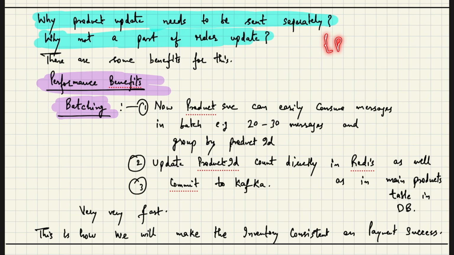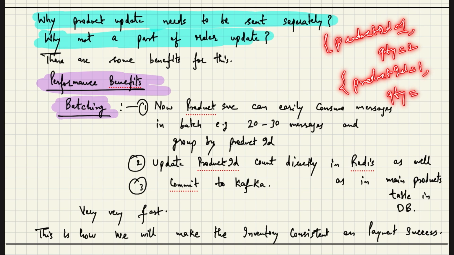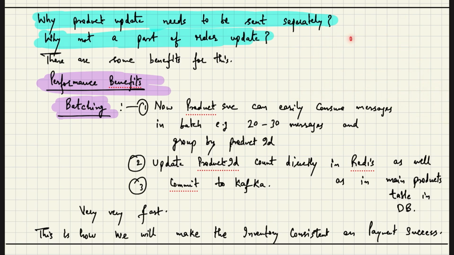It can simply update the count. For example, there are messages for product ID 1, quantity 2. Similarly, there is one more message, product ID 1, quantity 3. This message could be part of order 1, and this message could be part of order 2. We are not worried, because we are sending the product messages separately. Now the product service will club all these messages: product ID 1, and the total count is 2 plus 3, which is 5.